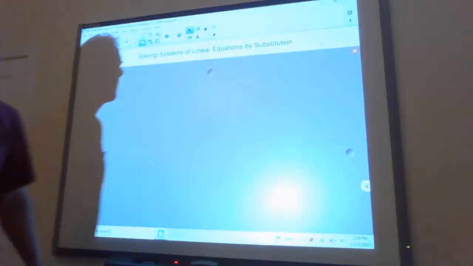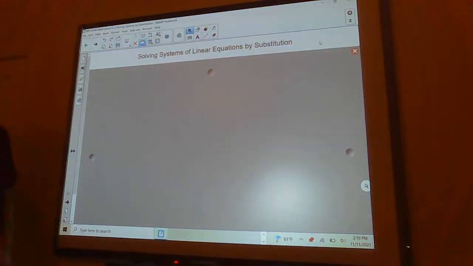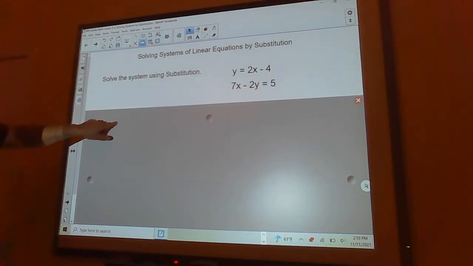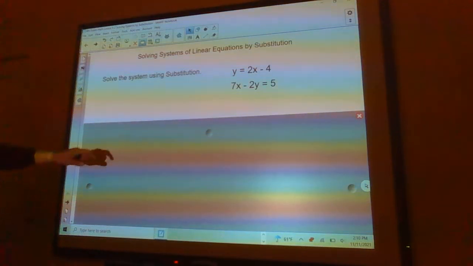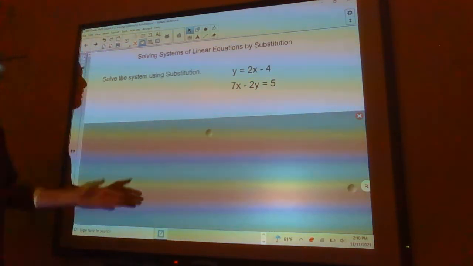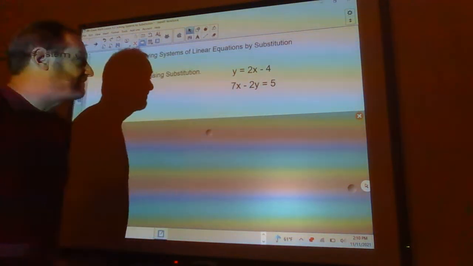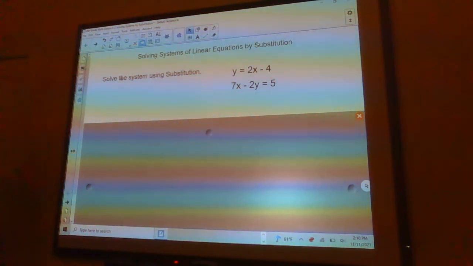Hello everybody, today we're going to talk about solving systems of linear equations by substitution. Okay, so here we have a system. We have two equations, y equals 2x minus 4 and 7x minus 2y equals 5.